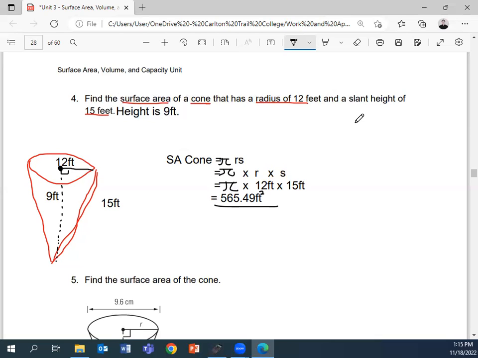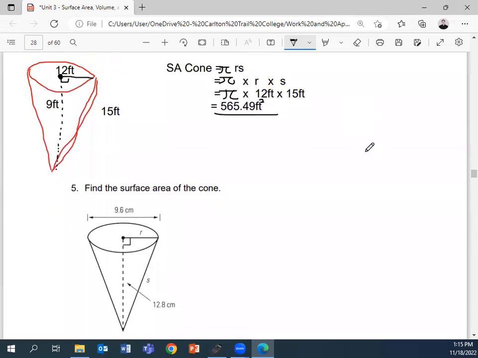All right. I want you guys to try number 5 on yourself. But before you do that, Austin, what is my radius for number 5? 4.8, right? It's 4.8, not 9.6. The radius is half of this length. So you have to half this thing.